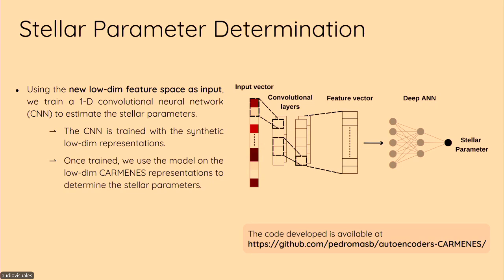And for this, what we do is to train this convolutional neural network with the low-dimensional representations of our synthetic spectra and use the trained network on the low-dimensional CARMENES representations to obtain the stellar parameters.